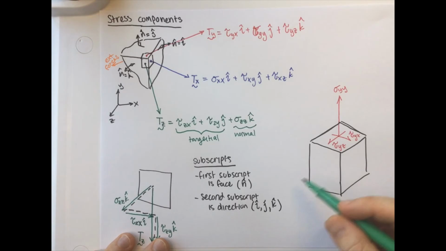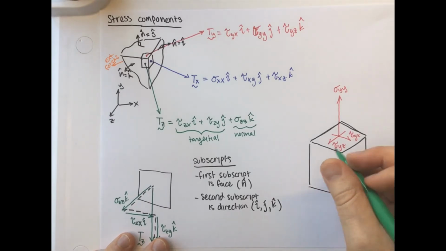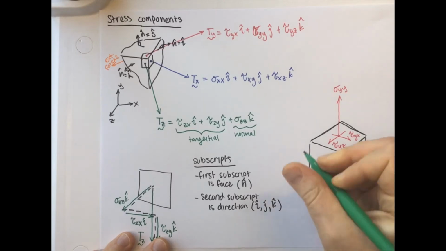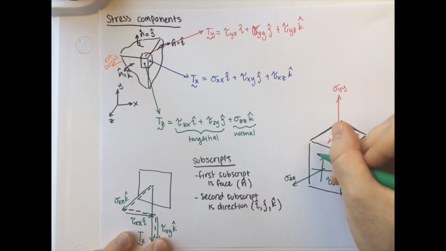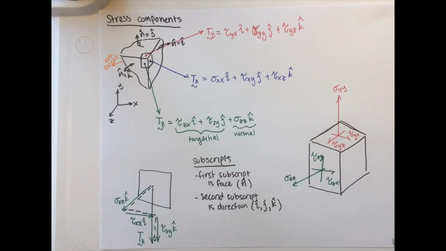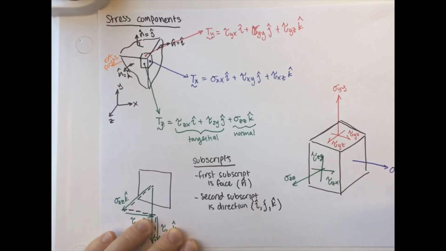On the z face, so that's the face that's pointing in the z direction, we're going to have sigma zz, the normal component. We're going to have two tangential components, one that's going in this direction, that's tau zx. We have tau zy. And on this face over here, we have a sigma xx. We're going to have a tau xy. And finally, we're going to come over this way, and we're going to have a tau xz.